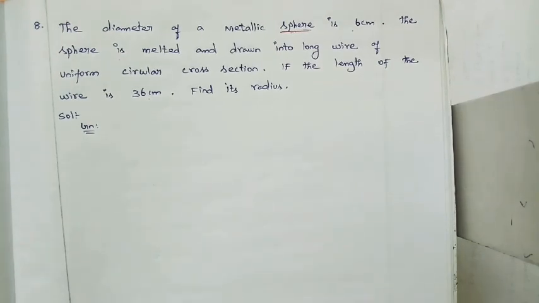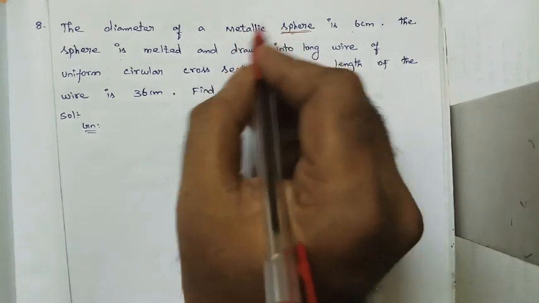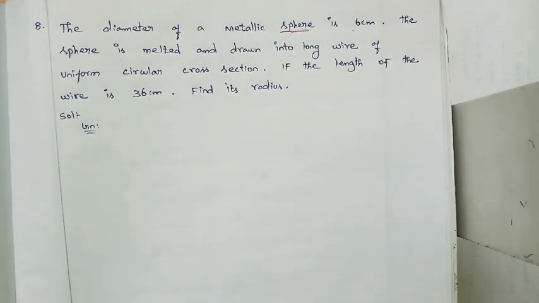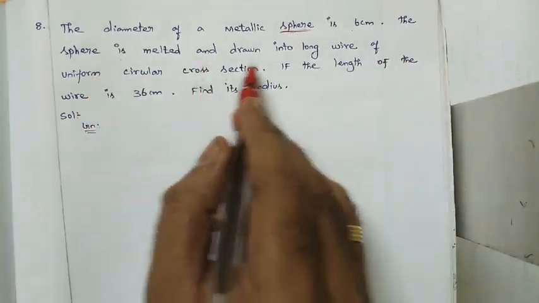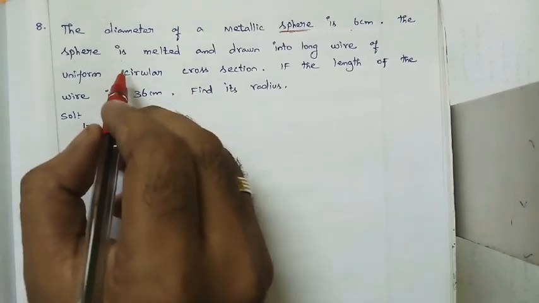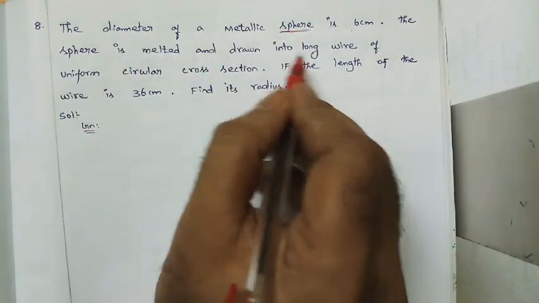But they are talking about the sand there. Here they are talking about a metallic sphere, metal. So the diameter of a metallic sphere is 6 centimeters. The sphere is melted and drawn into a long wire.